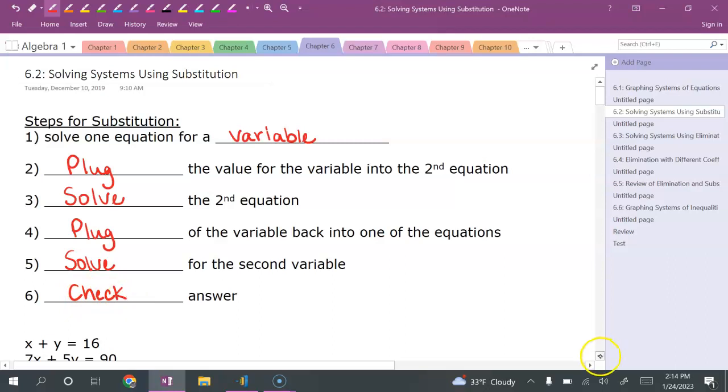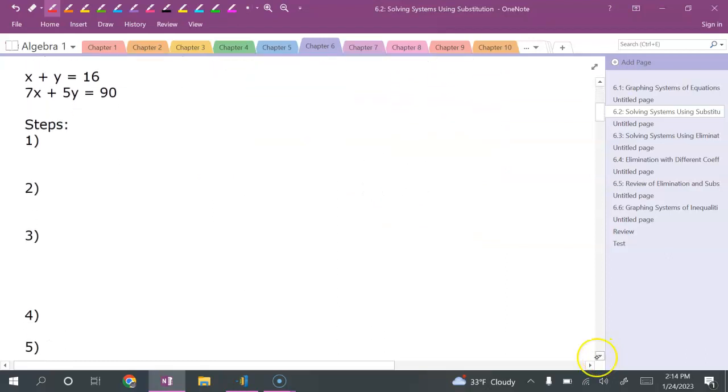I'm going to go over this first example with you here. I've got these two equations, x plus y equals 16 and 7x plus 5y equals 90. The first thing I want to do is solve for one of my variables up here. It doesn't matter which one I solve for. I'm going to look at this top equation, x plus y equals 16. I think that's going to be easy to get either x or y by itself. It really doesn't matter which variable you solve for, but let's just say we want to solve for y.